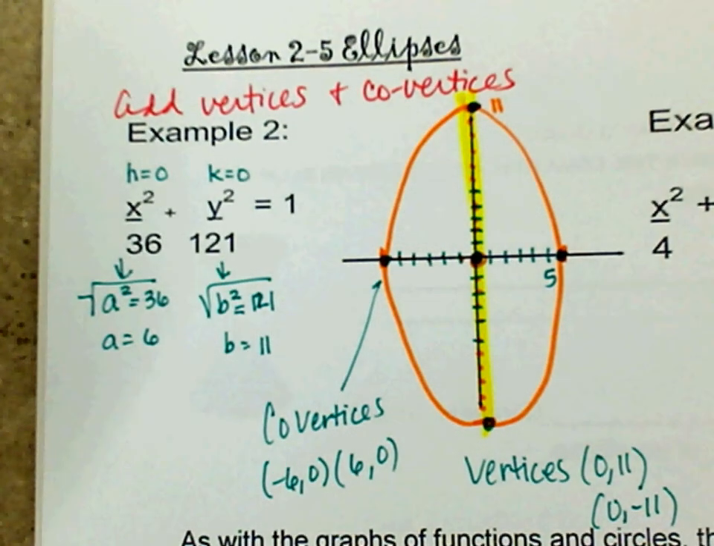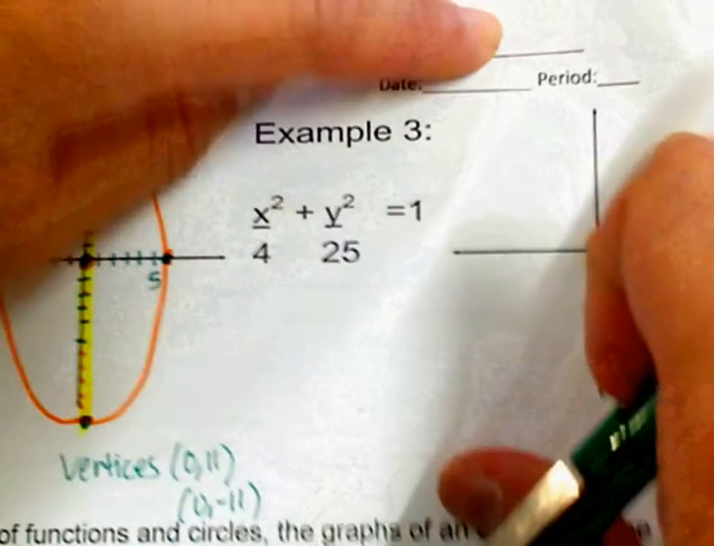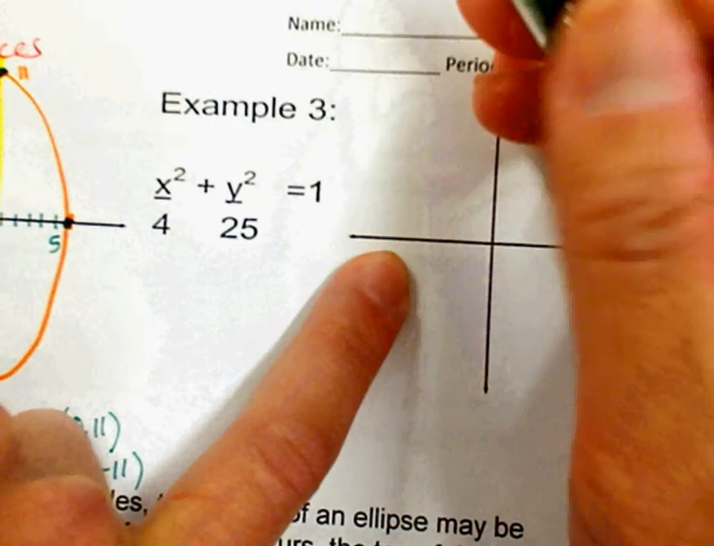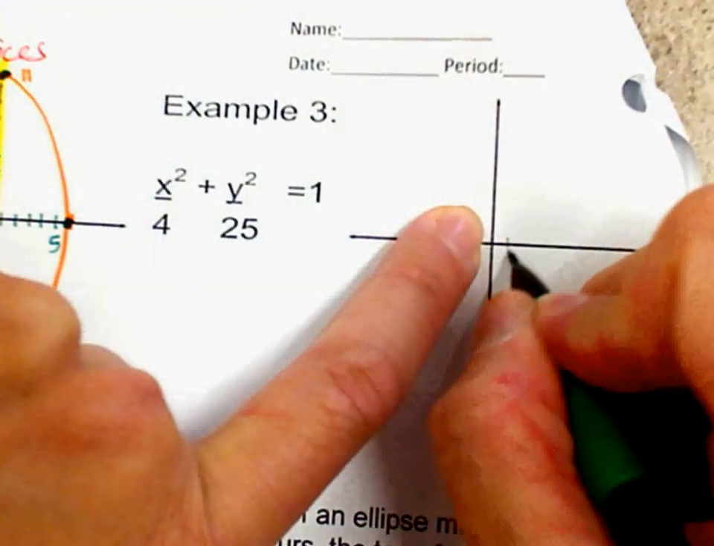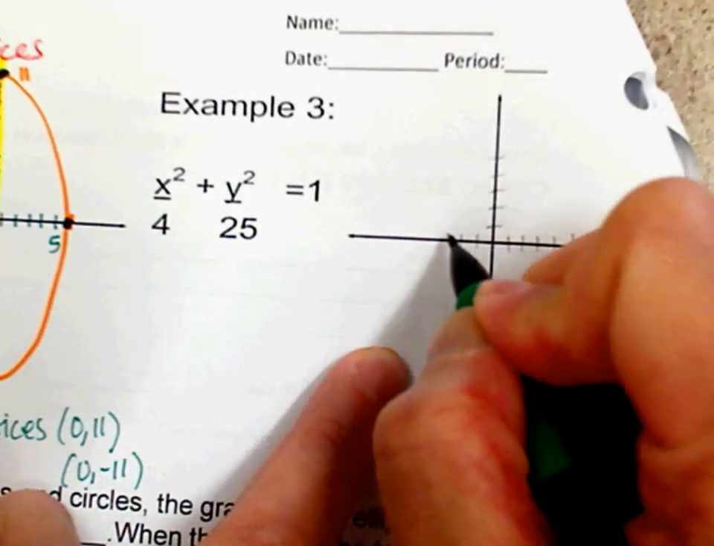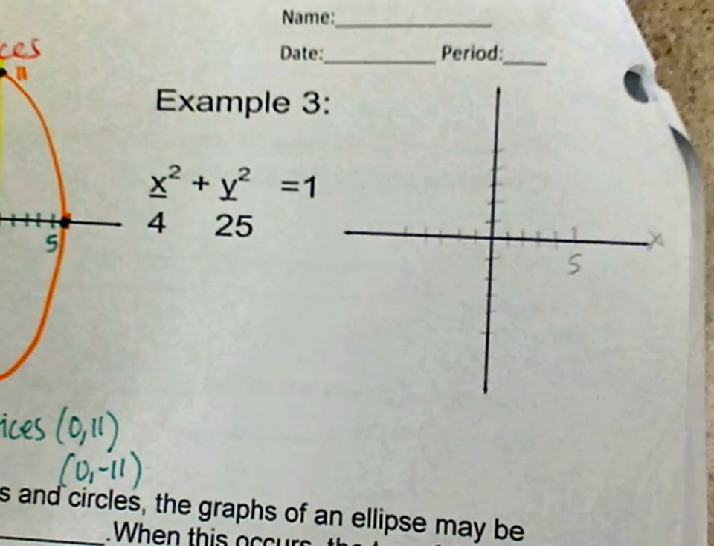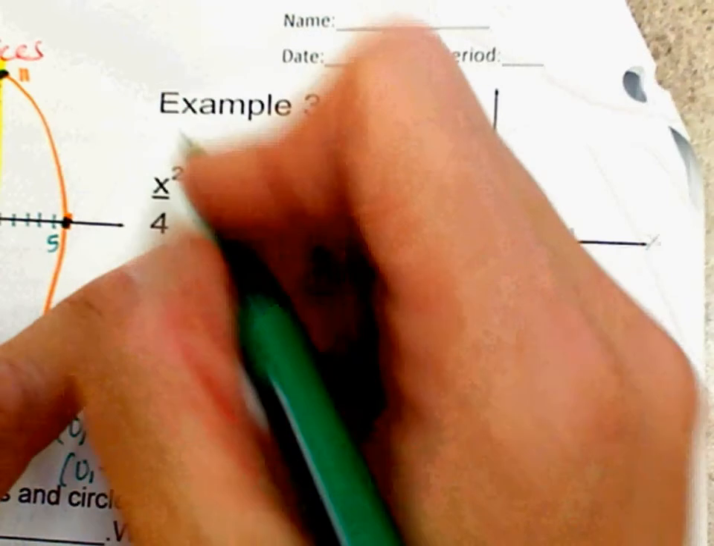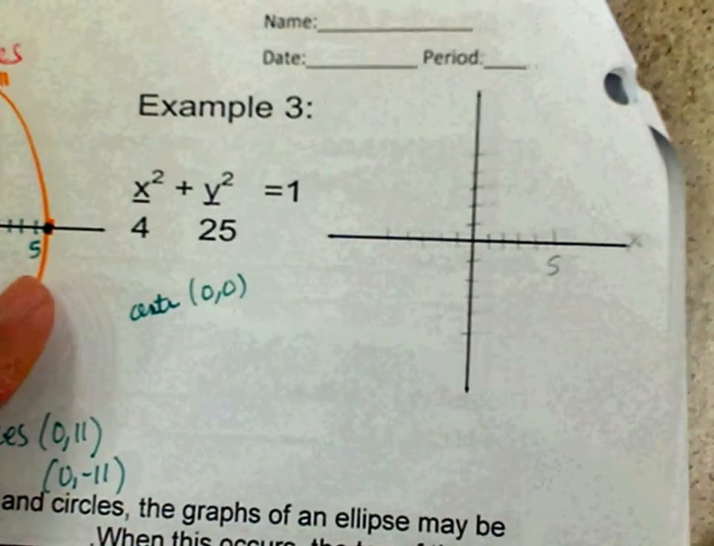All right, so let's look at example 3 right here. I guess I missed example 1. All right, that's all right. So let's go to example 3. So let me label. I'm going to use a pencil to label, okay? 1, 2, 3, 4, 5 in each direction. Here's your X. All right. So what is your center? Your center is 0, 0. Okay. So I'm going to go to 0, 0.